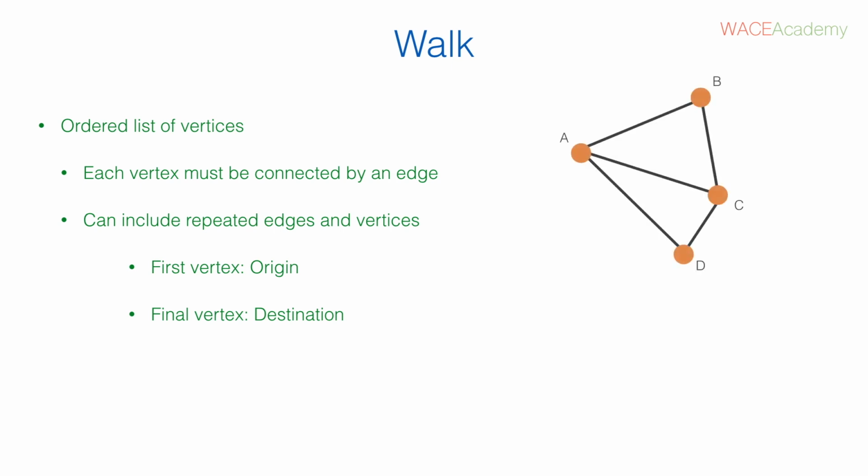Let's bring up our previous network. An example of a walk could start at A, then move to D, then to C, then back to D, and finish at vertex C. This would be written as W in brackets A, D, C, D, and C. So in this case, the origin is vertex A because it's where we began, and the destination is vertex C because that's where we ended up. Notice how this walk included both repeated edges and repeated vertices. This is completely fine.